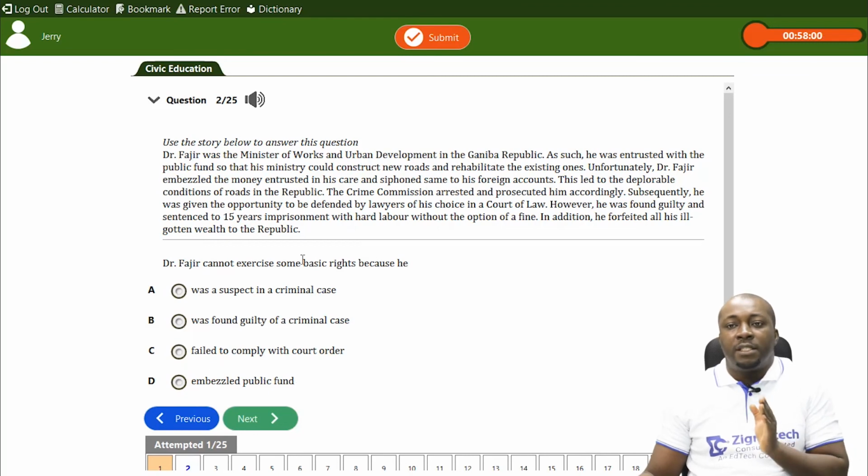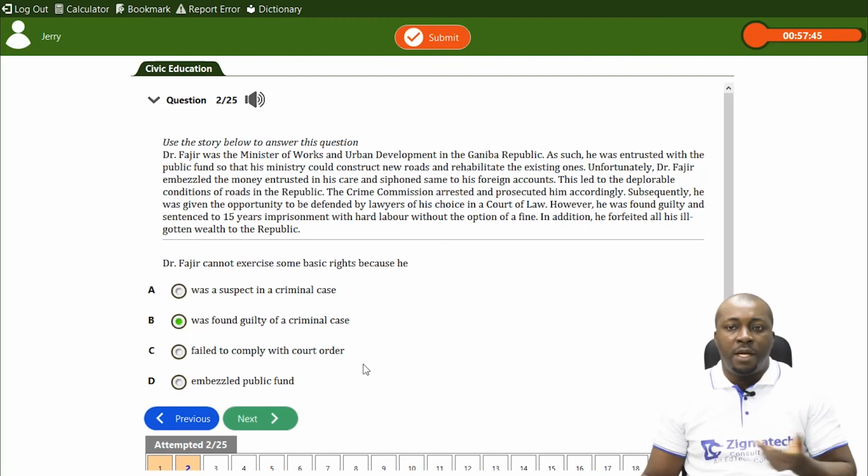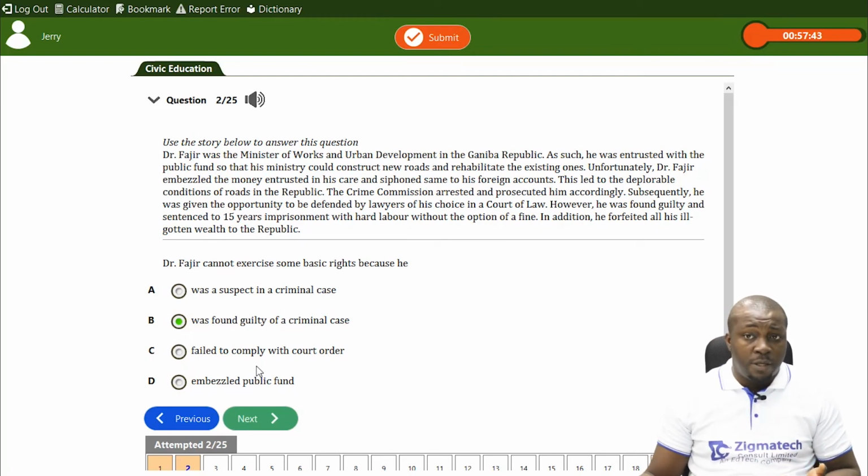Now, he cannot exercise basic right, as we say, because he was found guilty of a criminal case. It's not A, was a suspect. A suspect has rights. He is as innocent as any other person. Now, failed to comply with court order. We didn't hear that he failed to comply with court order. We didn't read that and it wasn't established. Embezzled public fund. You can now determine that if you find him guilty. So B is the answer.